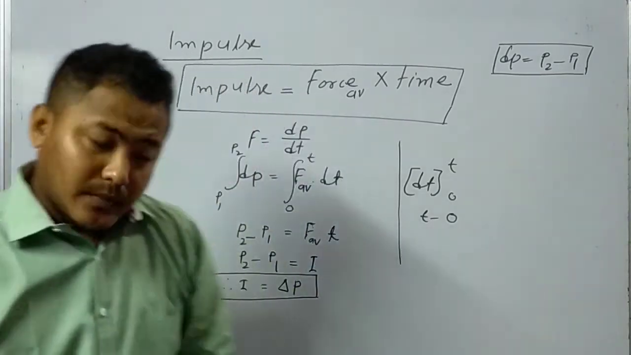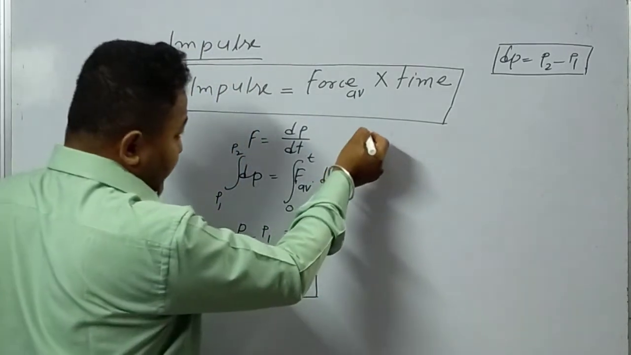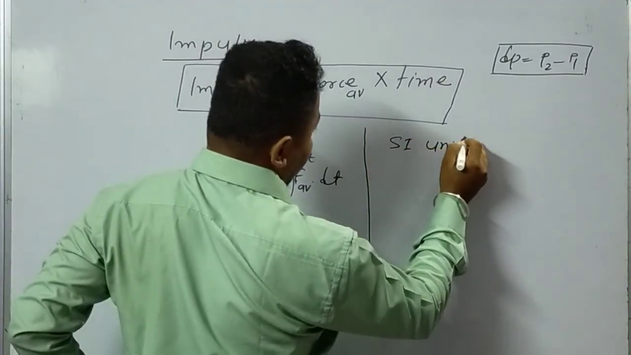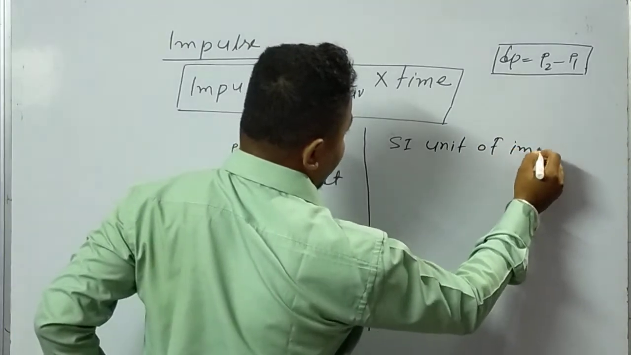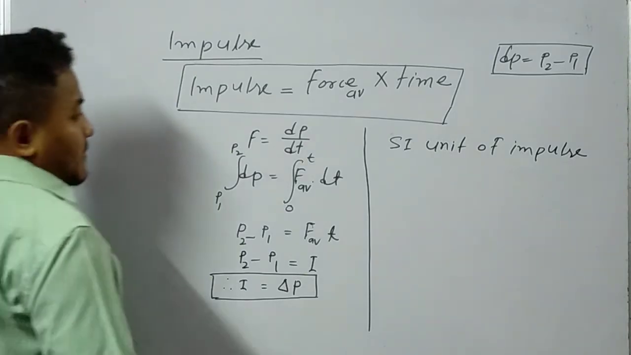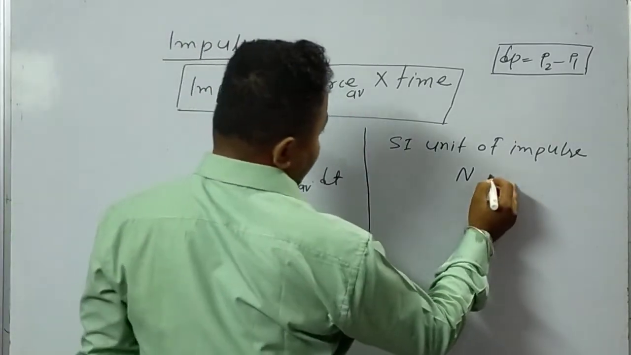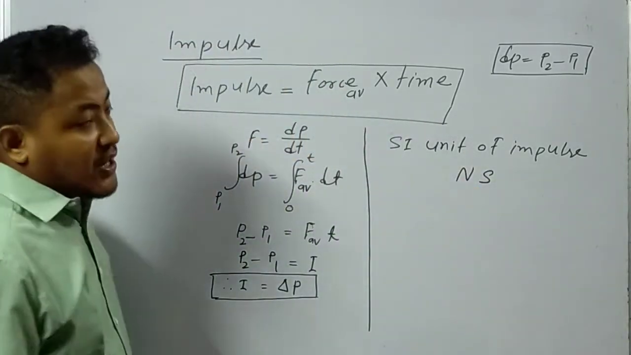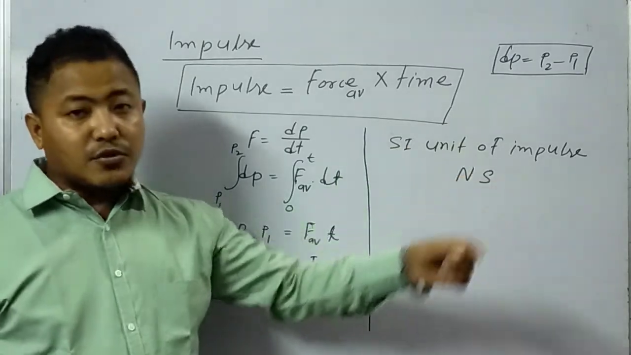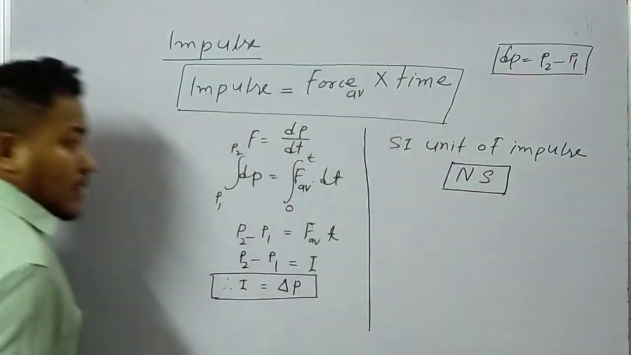Now let's look at a couple more things about impulse. What is the SI unit of impulse? It is very simple. The force part is Newton and the time is second, so Newton second. Newton second is the SI unit for impulse. That is, for force it is Newton, and for time it is second.